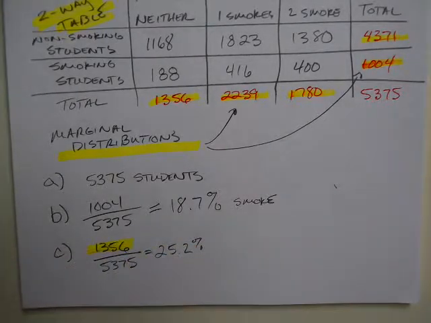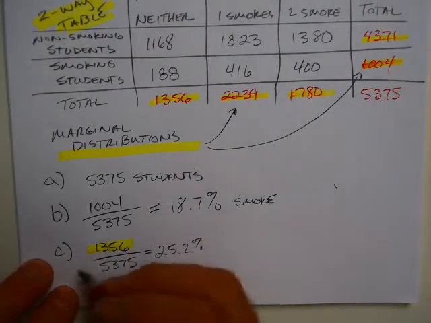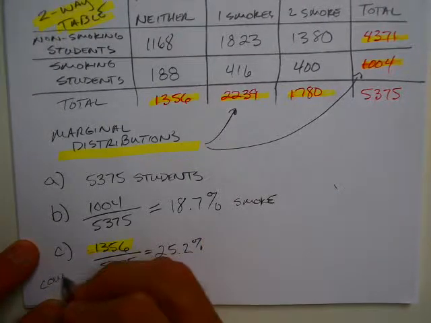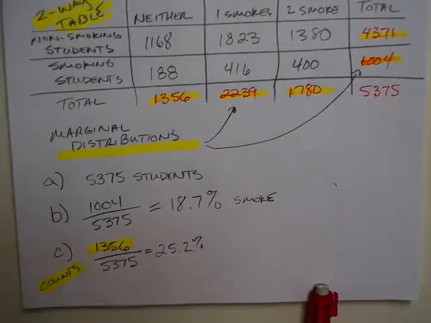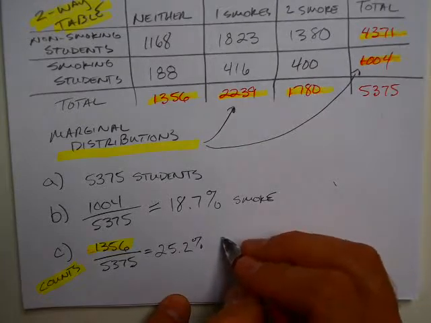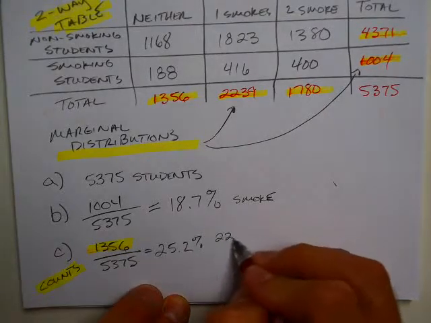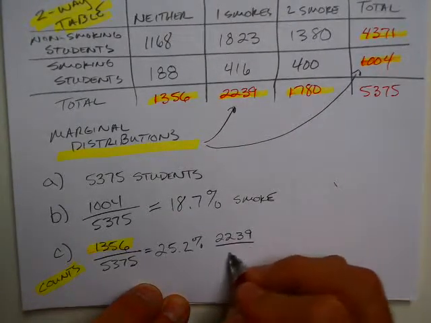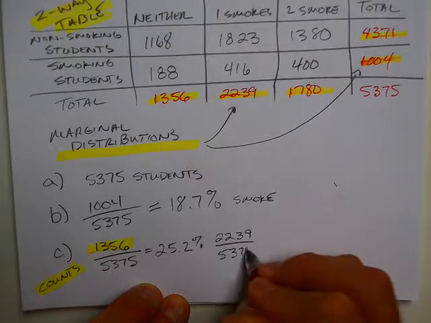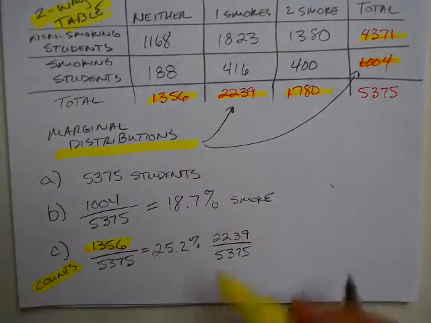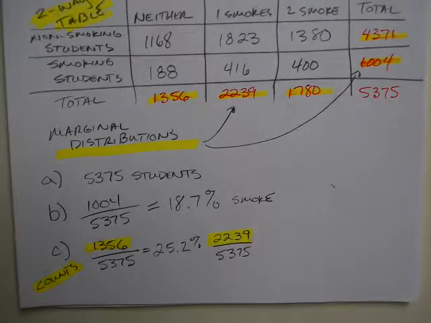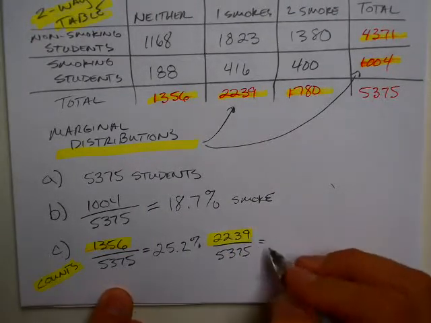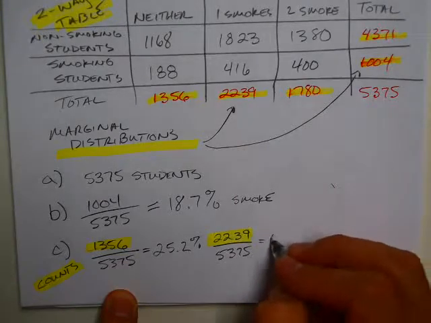Let's say counts, and then we've got the percent. So the next one's going to be 2239 divided by 5375. 2239 being the count, and in this case it's where one parent smokes, and that percent is about 41.7%.